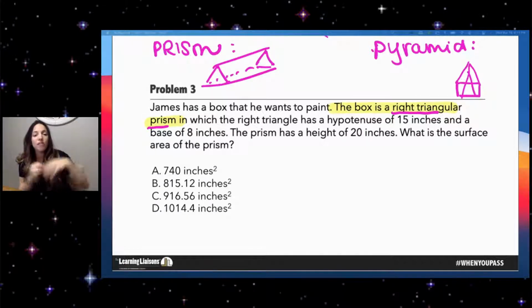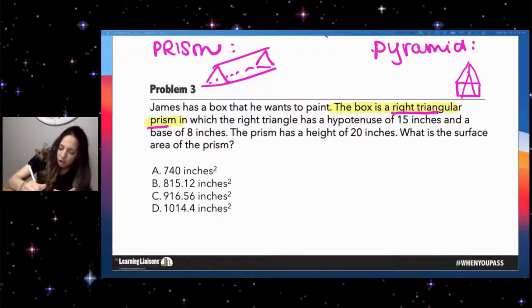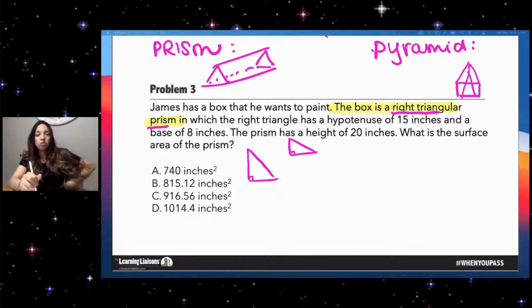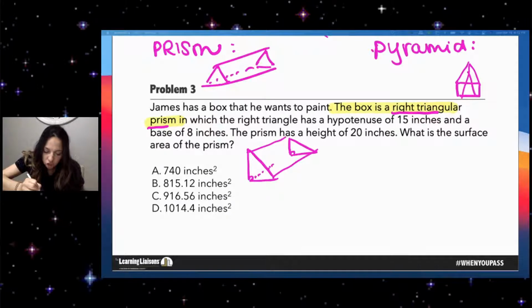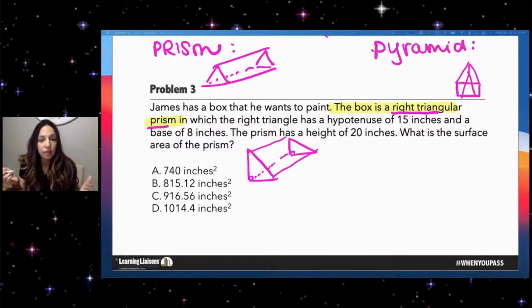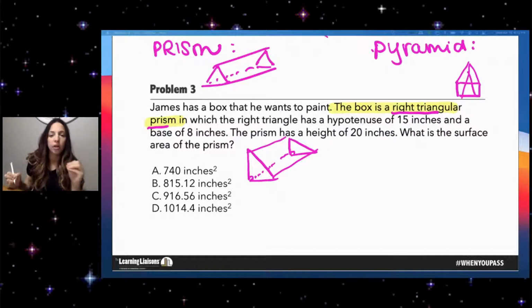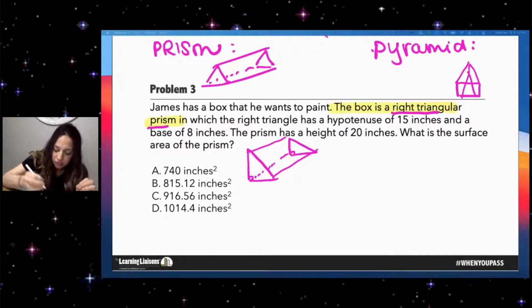So in this case, we have a prism. We have two bases with rectangles around it. What kind of prism is it? A right triangle prism. So I know that I have two right triangles as my base. Those right triangles are identical. And then I've got rectangles that are surrounding this shape. So what do I know about this shape? The right triangle has a hypotenuse of 15.